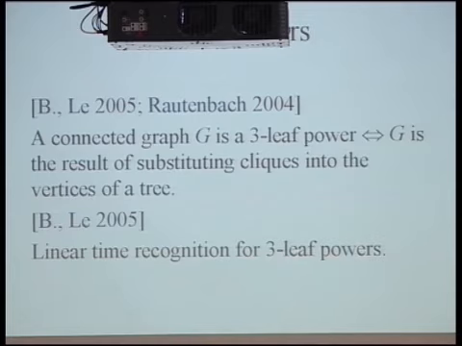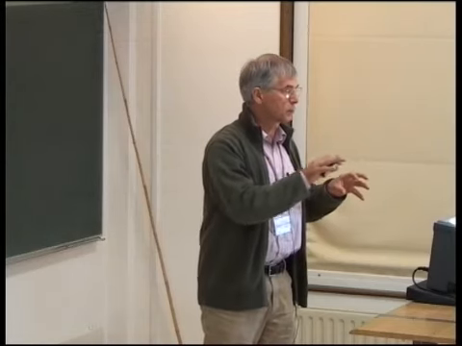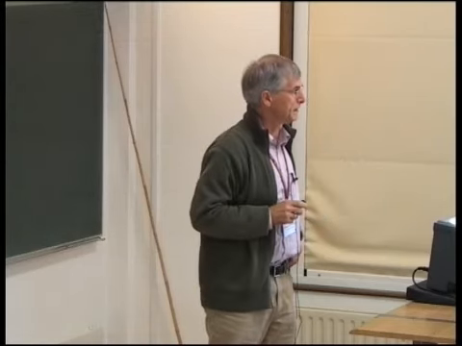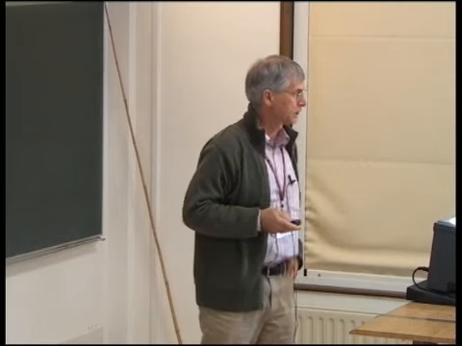One can quite easily see that a graph G, a connected graph G, is a 3-leaf power if and only if it results from substituting cliques into the nodes of a tree. That is very tree-like. And you also get linear time recognition for 3-leaf powers. And what is known for 4-leaf powers?